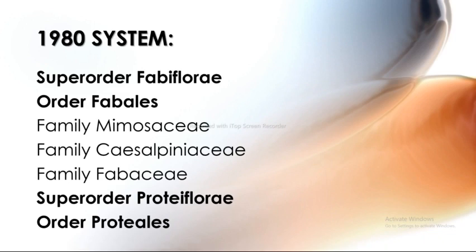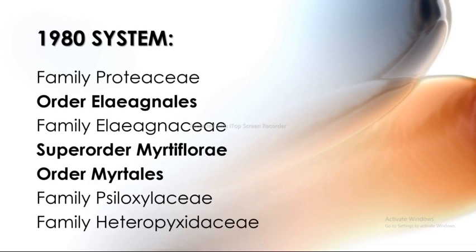It includes the order Fabales, and it includes the family Mimosaceae. Next is the Caesalpiniaceae, and the next family is Fabaceae. And the next superorder is the Proteiflorae. It includes the order Proteales and it includes the family Proteaceae. Next order is the Elaeagnales, and Elaeagnales includes the family Elaeagnaceae.